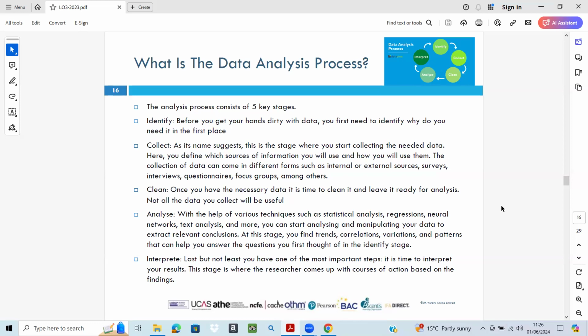We have insight extraction as well. So we need to extract insights, trends, relationships, correlations, and patterns from the data to derive meaningful conclusions that address the initial questions and objectives identified in the first stage. Then we have interpret.